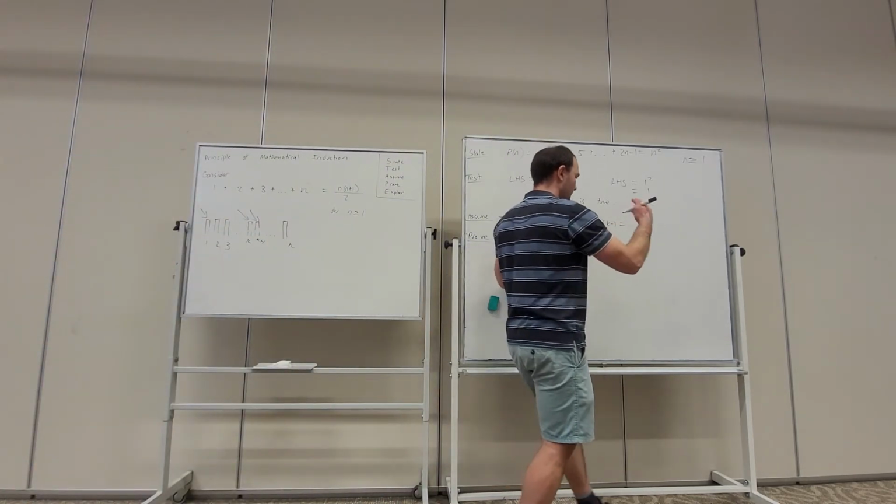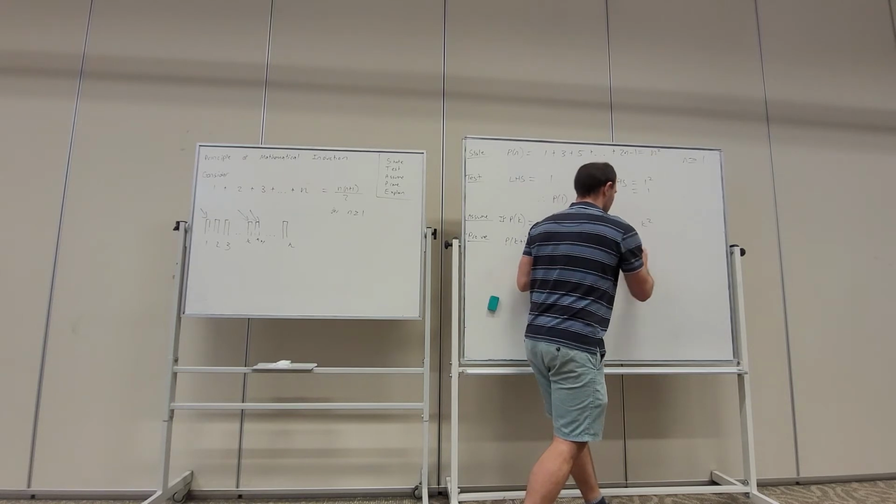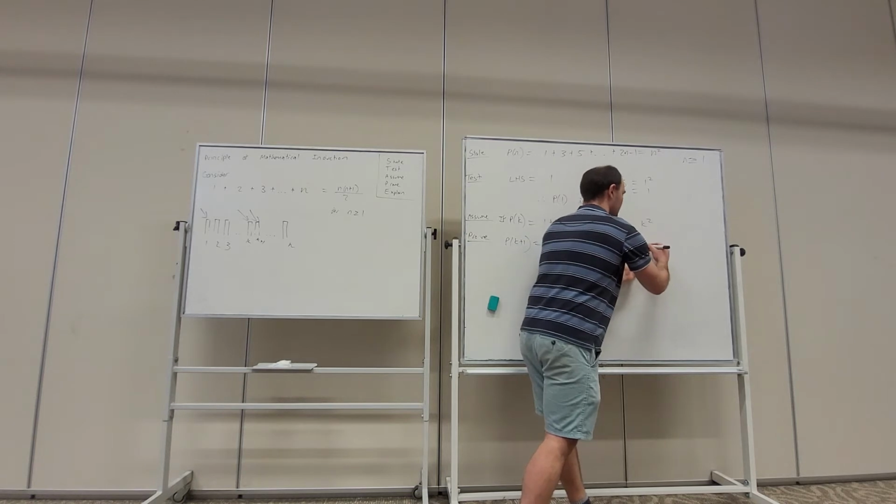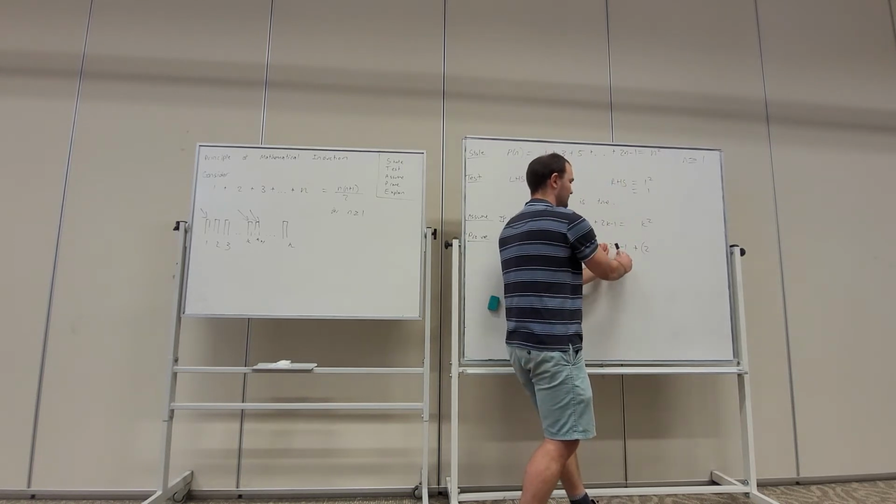And then we're saying, well, what about P of k plus 1? So we've got all the way up to k, and then plus, we need to substitute k plus 1 in here.